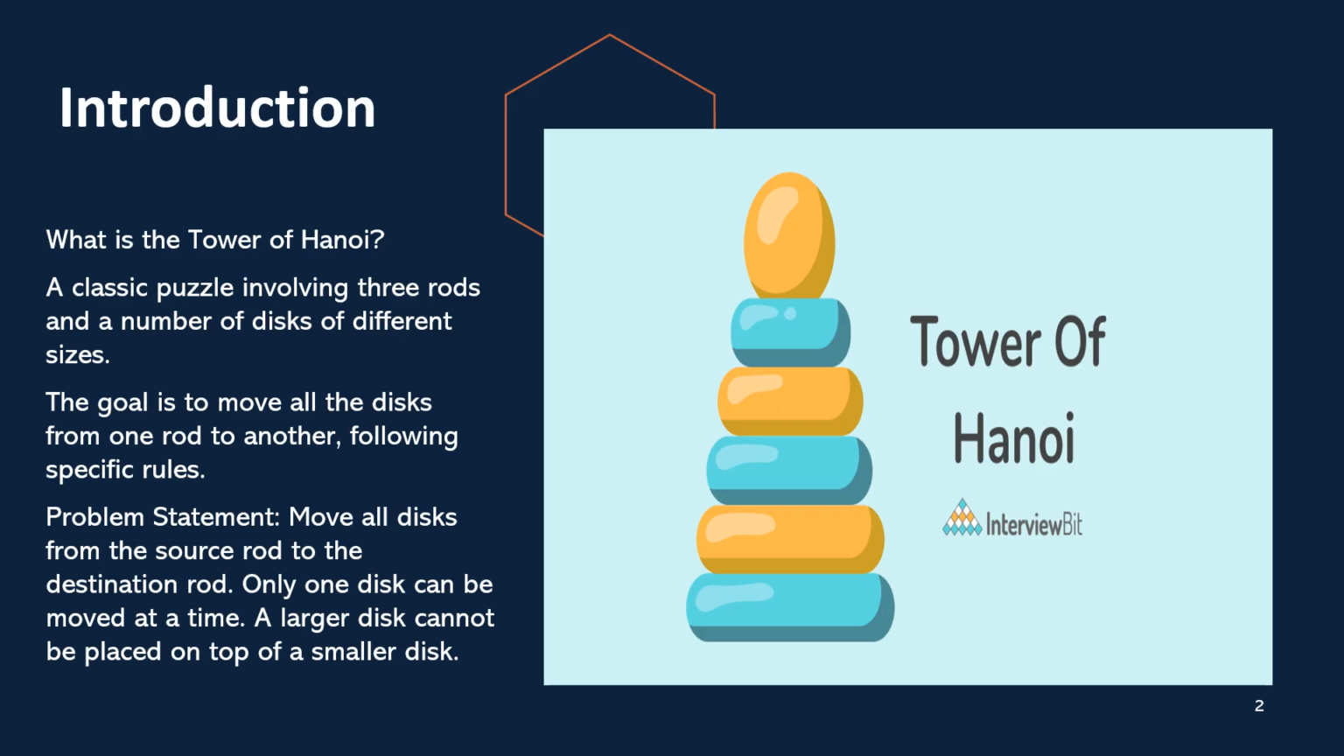Again, let's understand what the Tower of Hanoi puzzle is. It's a well-known problem involving three rods and a set of disks of varying sizes. The objective is straightforward: move all disks from one rod to another while adhering to a specific set of rules. In brief, here's the problem.